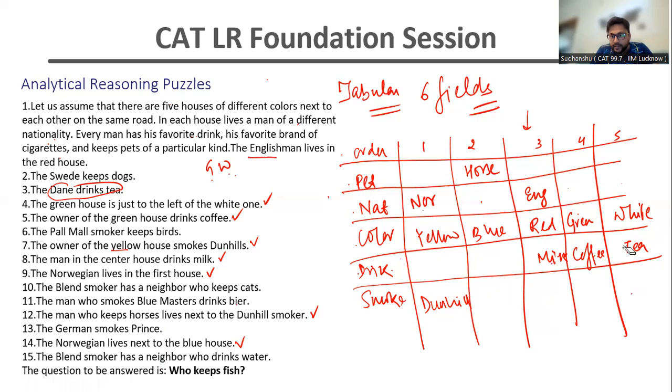The Dane drinks tea. Let me put it here. So if the Dane drinks tea, then I have utilized this, and now the blend smoker has a neighbor who drinks water can be clearly put into place. The blend smoker has a neighbor who keeps cats. That is also something which I have to put.